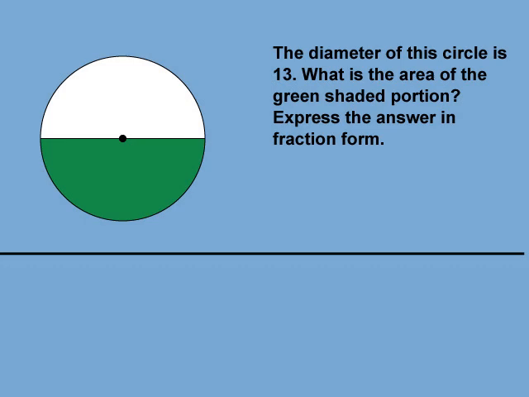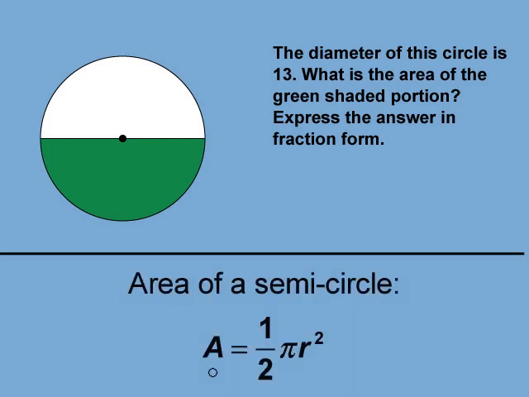We want to calculate the area of a semicircle, so multiply the formula for the area of a circle by 1/2, as shown here. Area equals 1/2 pi r squared. Also, the radius is half the diameter. Plugging in values into the formula for the area of a semicircle, we get this expression.